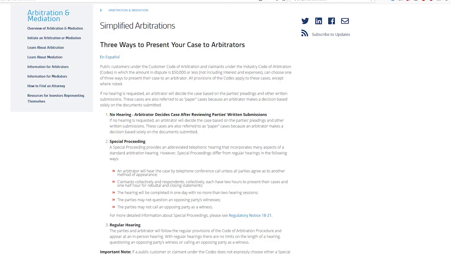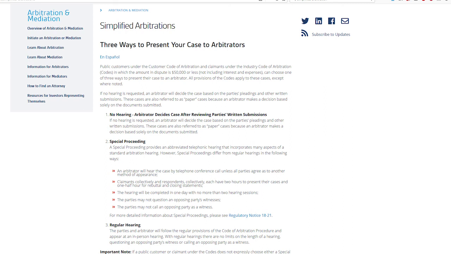simplified arbitration. Now, this is where we have power, or at least a method of using power. And what it means is it's a method of arbitration to be used when there is a small amount in dispute, no more than $50,000, right? This method can be used for disputes between members, which is simplified industry arbitration, and for disputes between a customer and a member, also simplified arbitration.